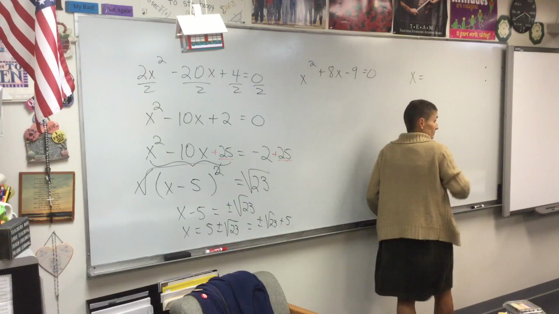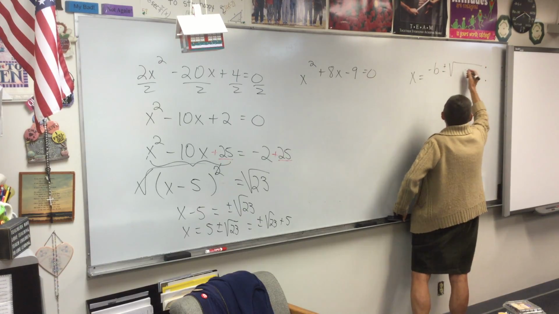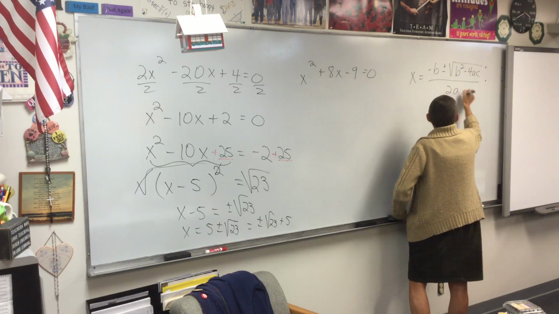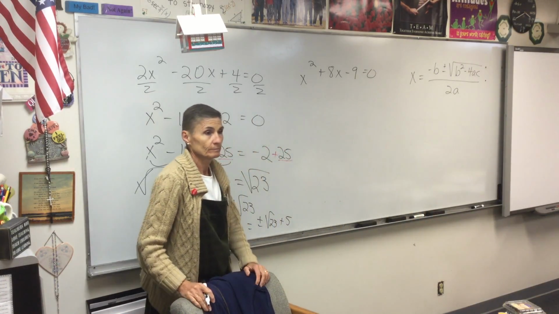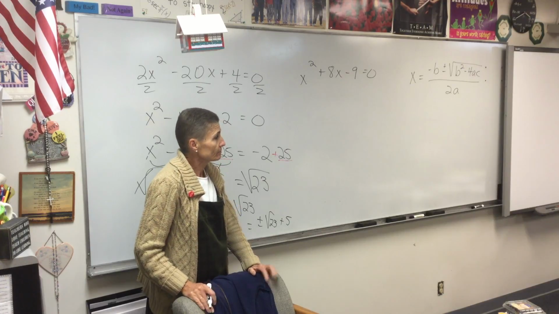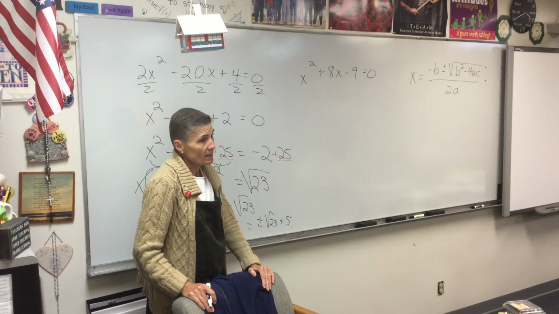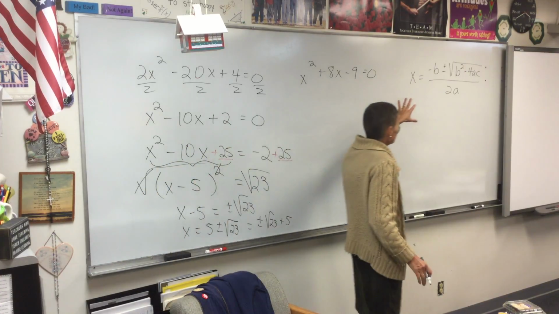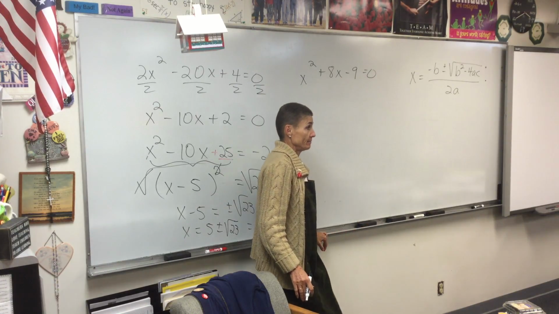X equals opposite B plus or minus the square root of B squared minus 4AC over 2A. That is it. Exactly. She remembered. Good for her. A plus. Write that down somewhere on the paper if you don't know it already, because you need to know it. That's it right there. This is the quadratic formula. This is not the first time you've seen it.